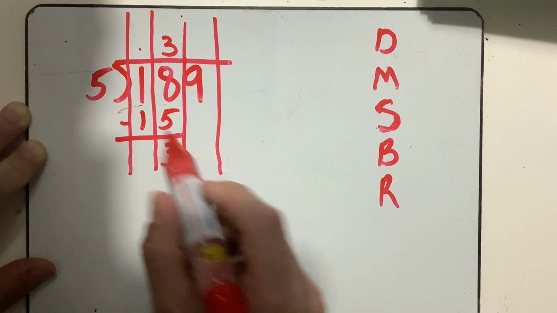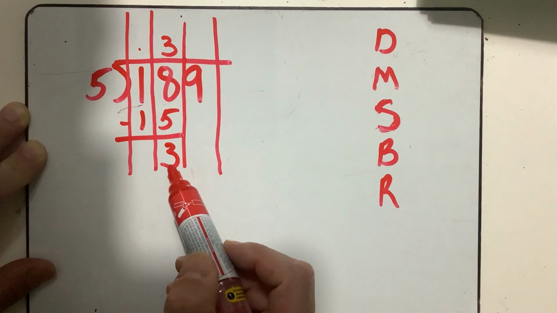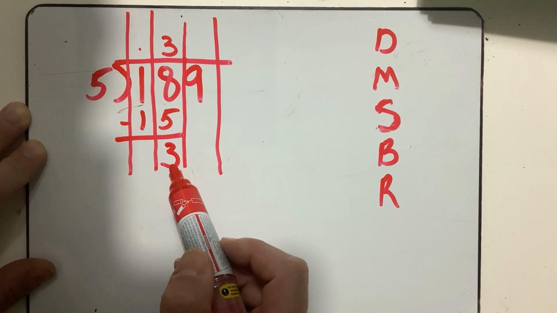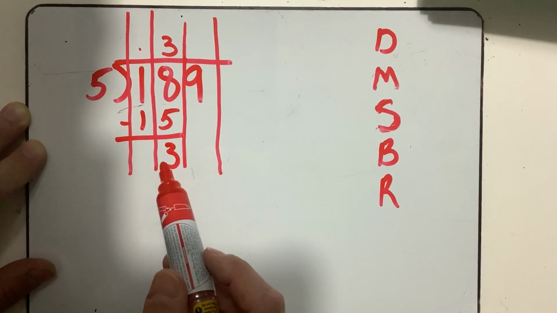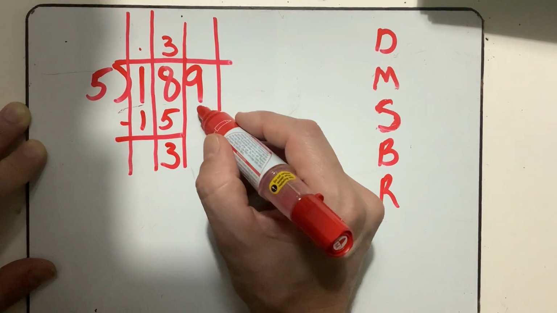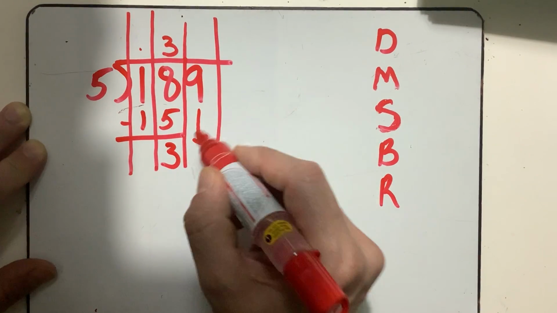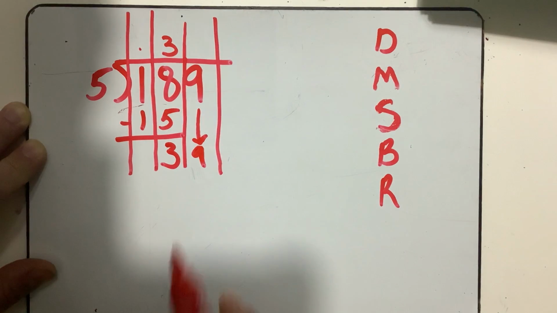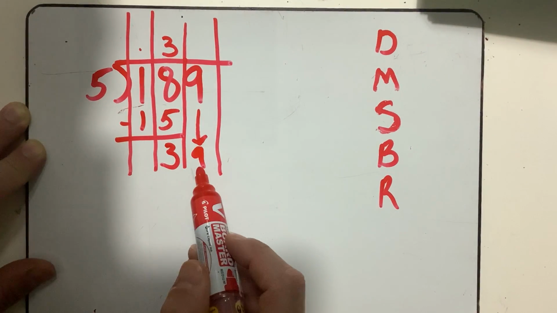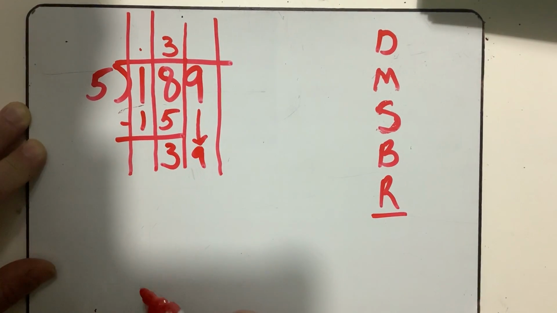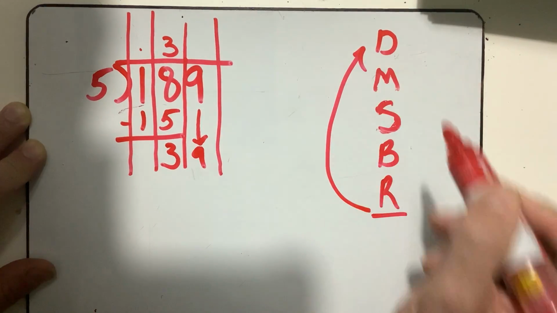Now I bring down the next number, because does 5 go into 3? No, it's less than 3. So I can't say that 5 goes into 3, because it doesn't. So now I bring down the next number, which is a 9. Now I can say, can 5 go into 39? So this is my repeat. I'm going back to the start.